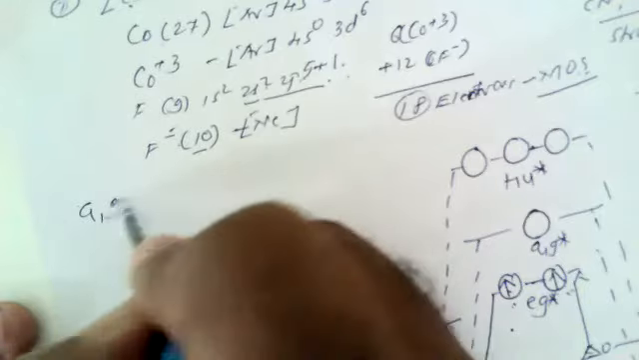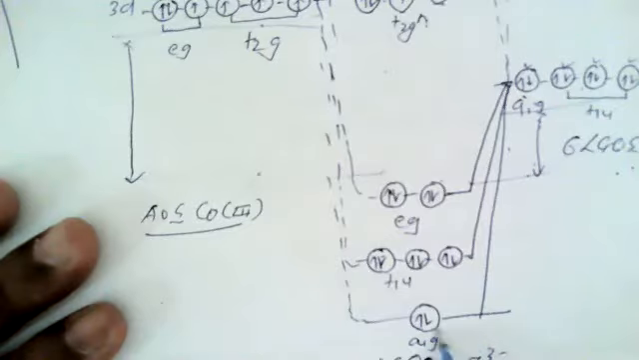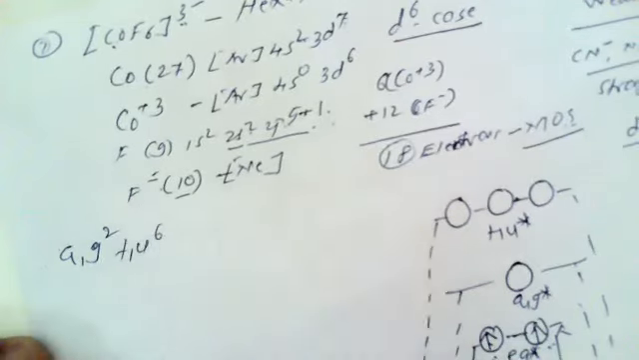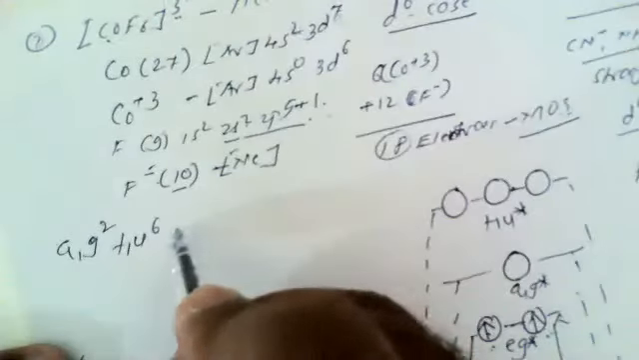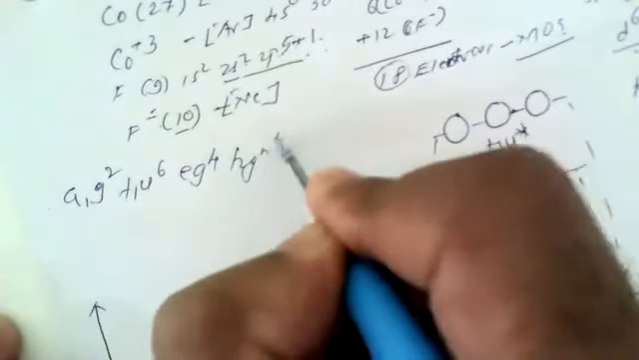How are the 18 electrons distributed? Just see here. The A1g molecular orbital contains 2 electrons, which are shown here. T1u contains 6 electrons, so you have to write it side by side. Then Eg bonding molecular orbital contains 4 electrons. Then the next higher energy level orbital is T2g n, that is non-bonding, so T2g n has 4.